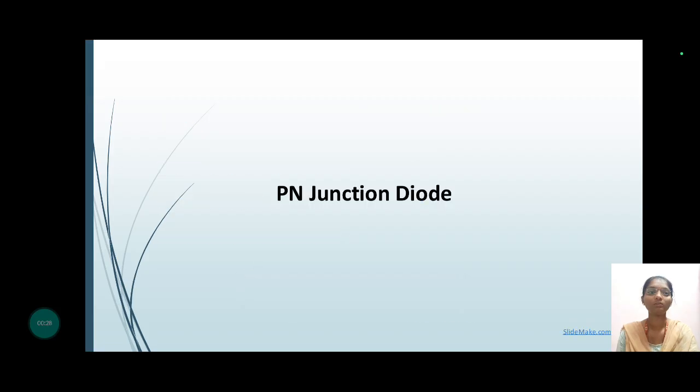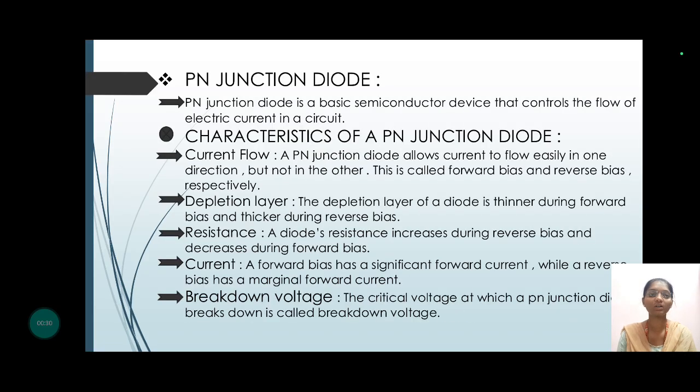PN junction diode. A PN junction diode is a basic semiconductor device that controls the flow of electric current in a circuit. Characteristics of a PN junction diode. There are a few characteristics of a PN junction diode, like current flow, depletion layer, resistance, current, and breakdown voltage. Let us see them one by one.